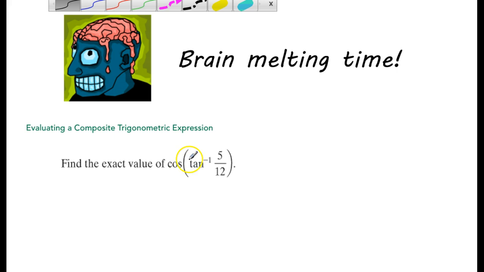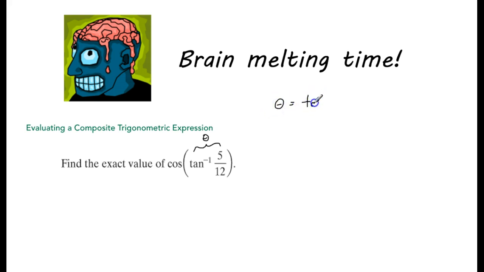So what do we do? Well, what you have to think of is, remember that the arc trig functions are just angles. So think of that as just theta. The angle that we're dealing with here is the arctangent. Remember, arc trig just means angle. So the arctangent of 5/12.